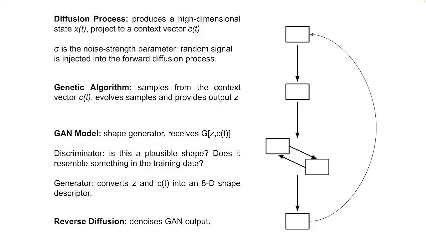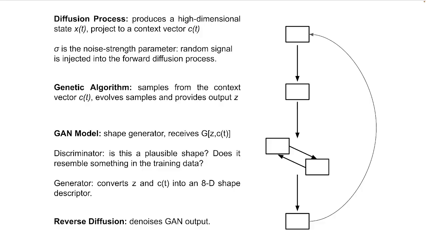Then we have our genetic algorithm where we sample from the context vector CT. This evolves samples and provides output Z, which we saw in the last example. If we look at our GAN model, this is a shape generator that receives this G, which is a combination of the context vector and Z.